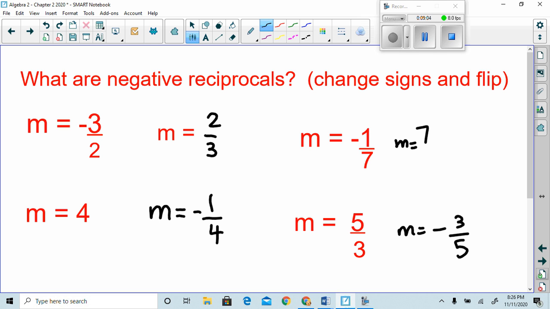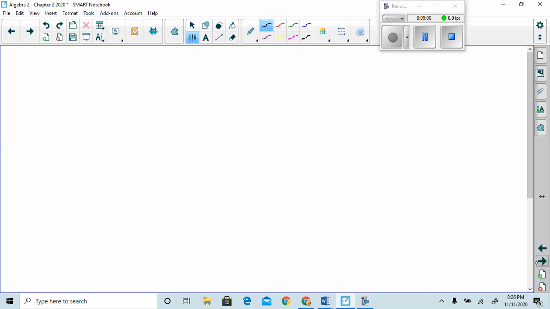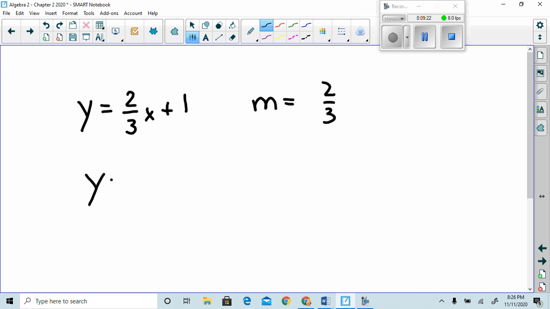If I were to give you an example, y equals 2/3 x plus 1, I know that the slope here is, sorry, not negative, positive 2/3. The slope of a perpendicular line will be the negative reciprocal. I can change the sign and flip it.